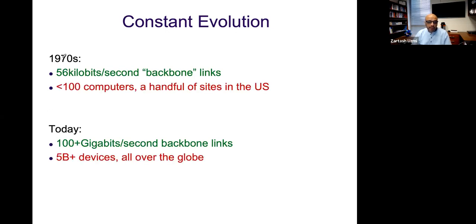And again, in the 1970s, we had less than 100 computers, a small number of sites in the US. That's the total number of computers on the internet at that time. Now you probably have 100 devices on this floor on which I am sitting.